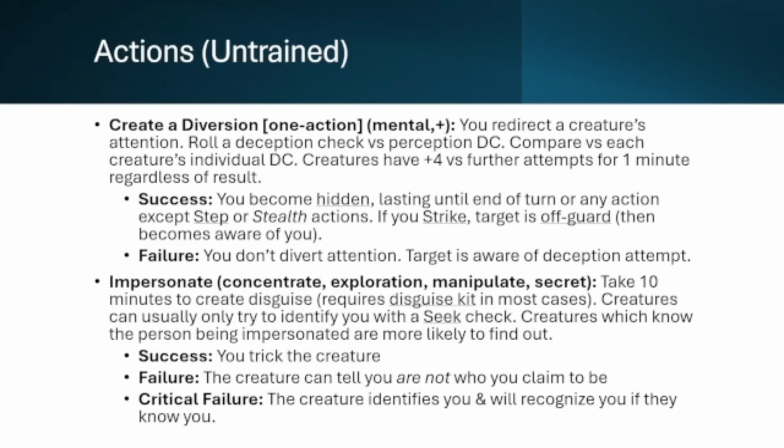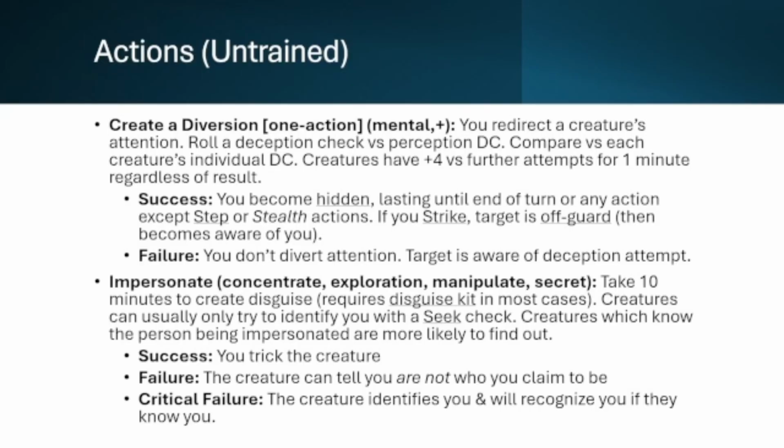The success for this action is quite simply the creature believes you're whoever you're impersonating. The failure is that the creature can tell you're not the person you're impersonating, but they also don't know who you are, even if they know you. They just know you're lying. Which can still be problematic because obviously they know that you're not, say, Bob the Butcher, but they don't necessarily know that you're the guy on the wanted poster. A critical failure, however, the creature will know it's you.